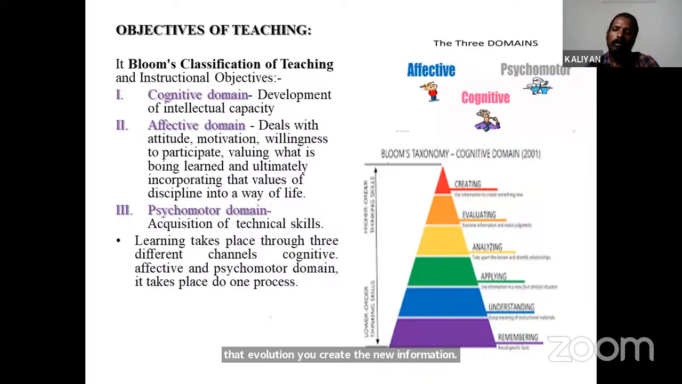So in the question, they will ask which are the lower order thinking skills, and they will give three options like remembering, understanding, applying, and the higher order skills are analyzing, evaluating, creating. So this is Bloom's taxonomy of the cognitive domain. Bloom's classification and Bloom's taxonomy is an important one.